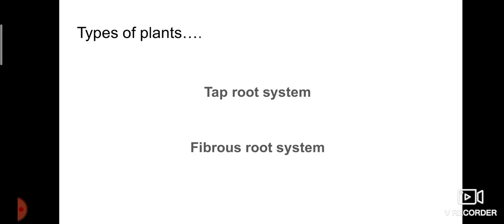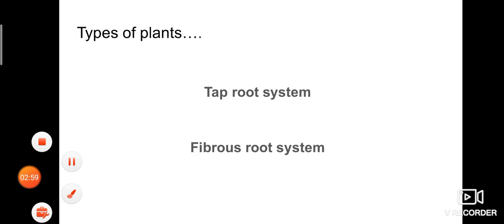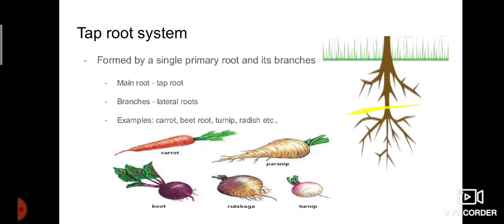There are two types of plant root system. What are they? Taproot system and fibrous root system. With the help of the name itself, we can understand. So first one is taproot system. It's a type of root system where we have a single primary root, and multiple branches of that single root may also arise.